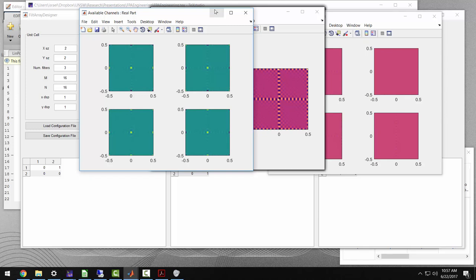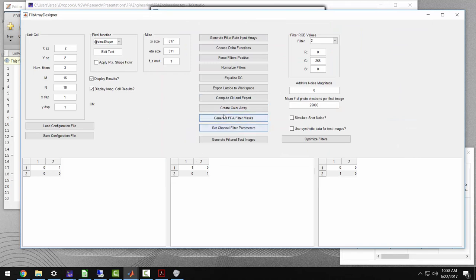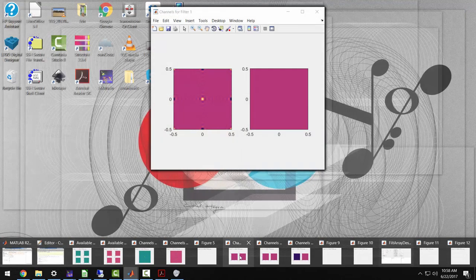So these are the available channels for a Bayer filter array. You can see they're just evenly spaced. There are 9 available channel locations. And then there are different permutations for each unit cell location. This corresponds to this unit cell location. This corresponds to this unit cell location. This corresponds to this unit cell location, etc. So now we've put in the Bayer filter values, the transmission. These are the transmission values of the focal plane array filters themselves. And now we can look at the actual channel structures.